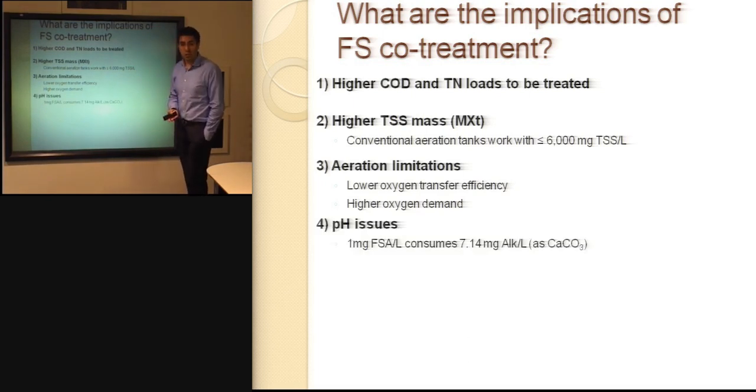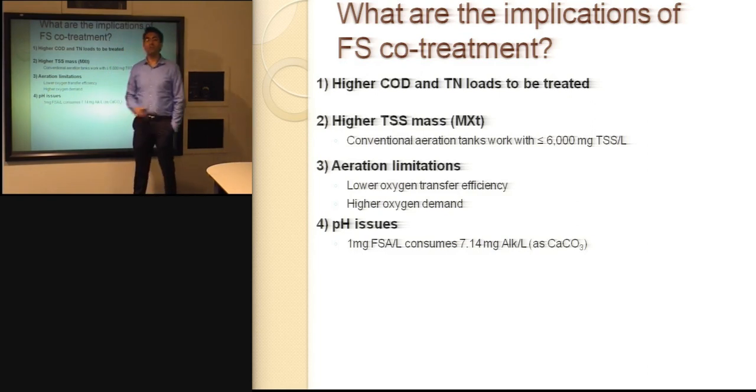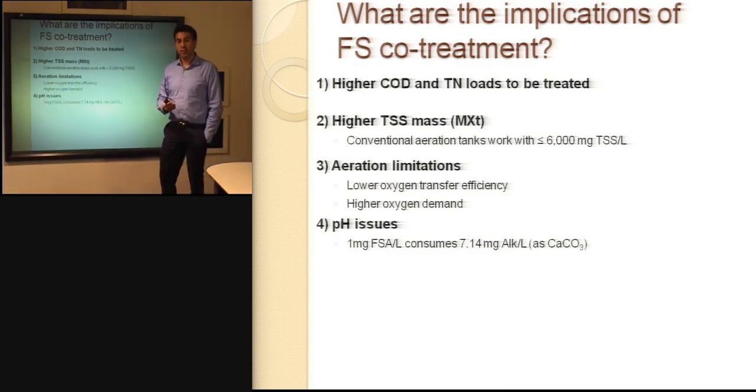There will possibly be some pH issues, because if ammonia, or free and saline ammonia, gets oxidized, it will consume about 1 milligram of alkalinity per every milligram of free and saline ammonia that is oxidized. And if alkalinity is limited, in other words, if there is not enough alkalinity supplied to oxidize all the free and saline ammonia, very likely the pH will drop, and a drop in pH below 6.5 or 6 will inhibit not only the aerobic processes, but maybe the whole plant.